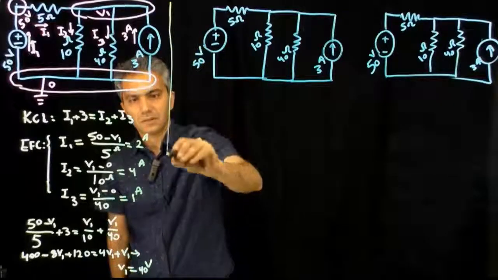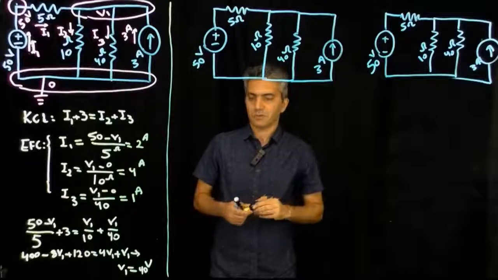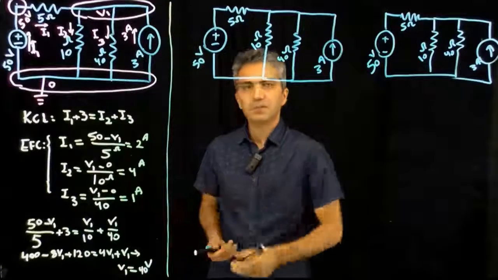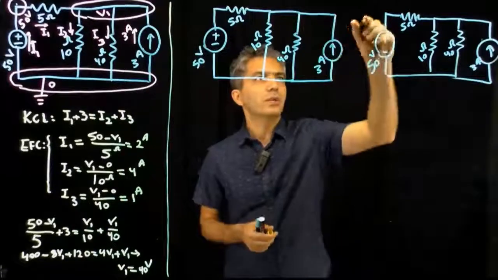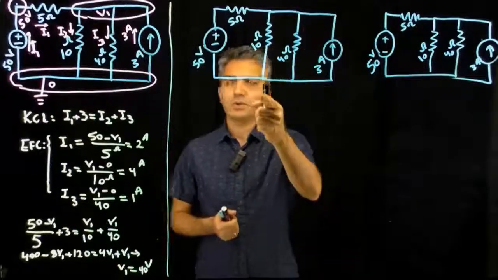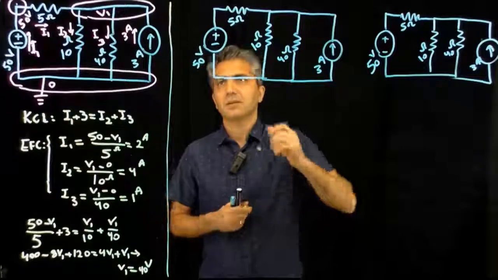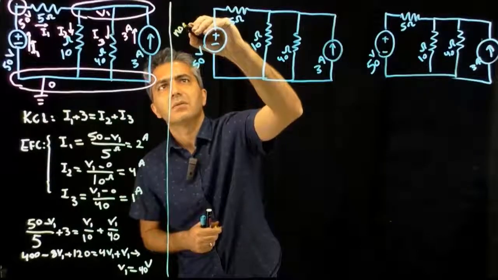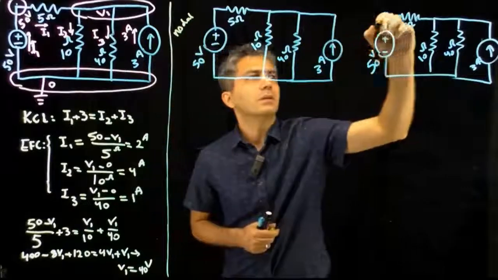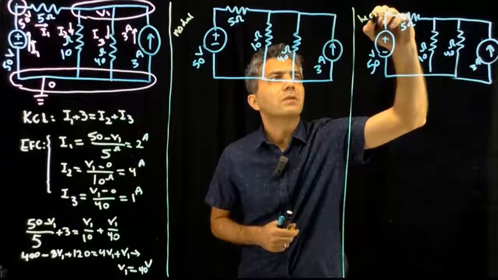So this is how we do it using the universal technique that we normally use. Now let's start doing it in the other two ways. One of them is called nodal analysis. The other one is called mesh analysis. So this is the nodal, and next we're going to do mesh.